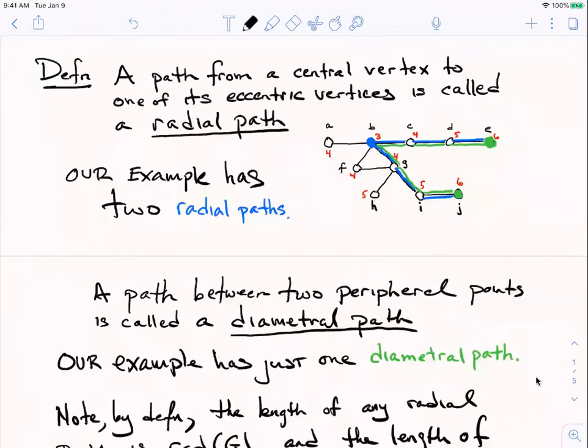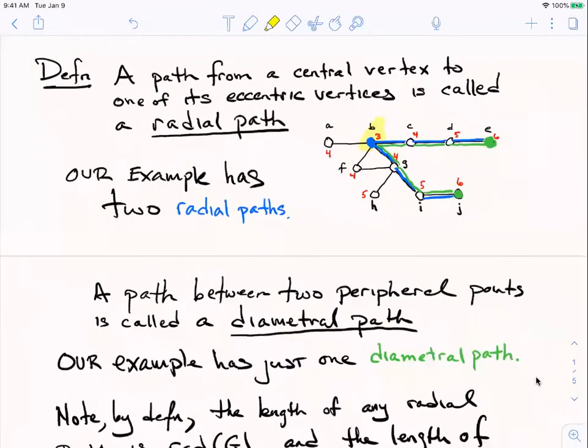They both emanate from the center. The central vertex, we said, is the vertex B. To find a radial path, you have to take a path from that center point to a vertex that is the radius distance away from it. And there are 2 vertices in this graph that are 3 edges away from B, and they are E and J. And those 2 blue paths that you see there are the 2 radial paths.